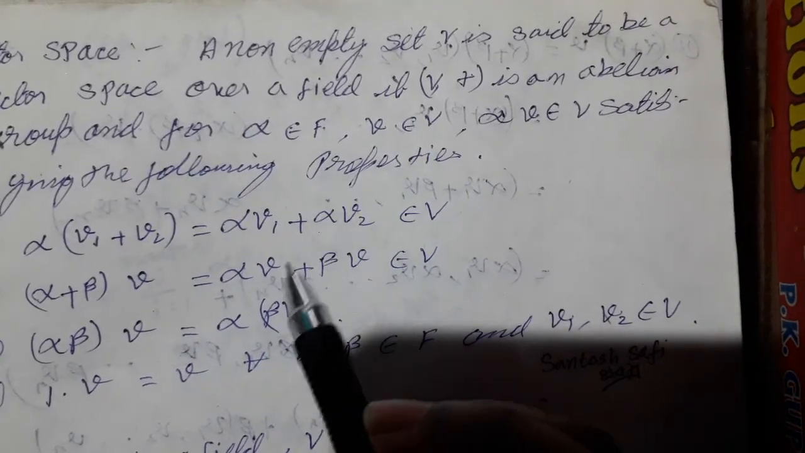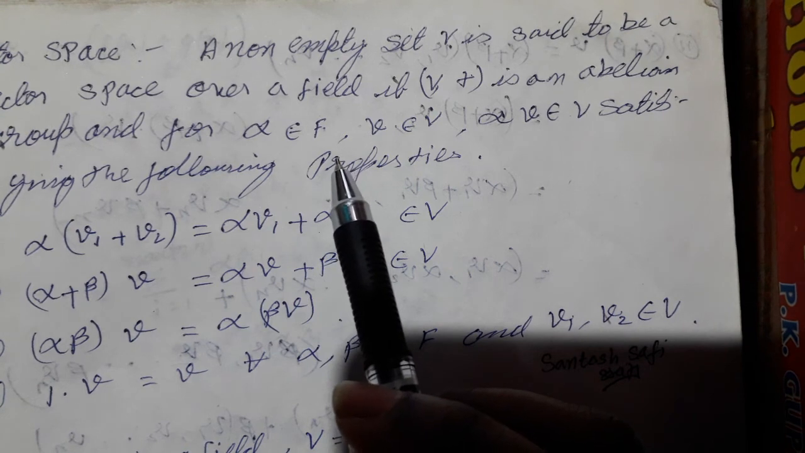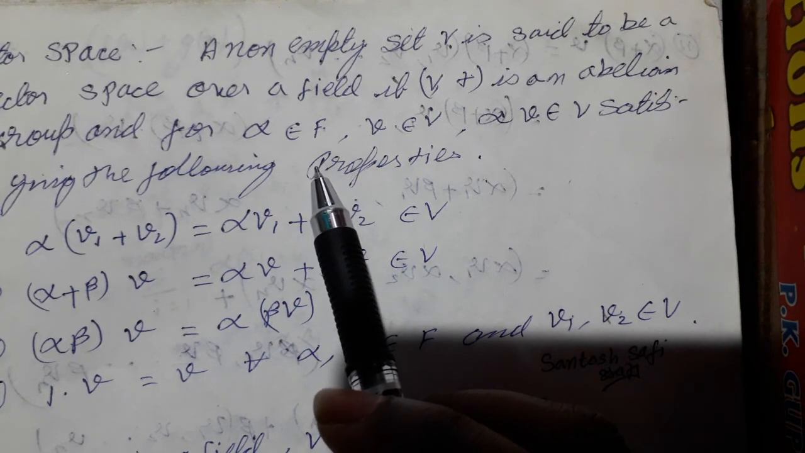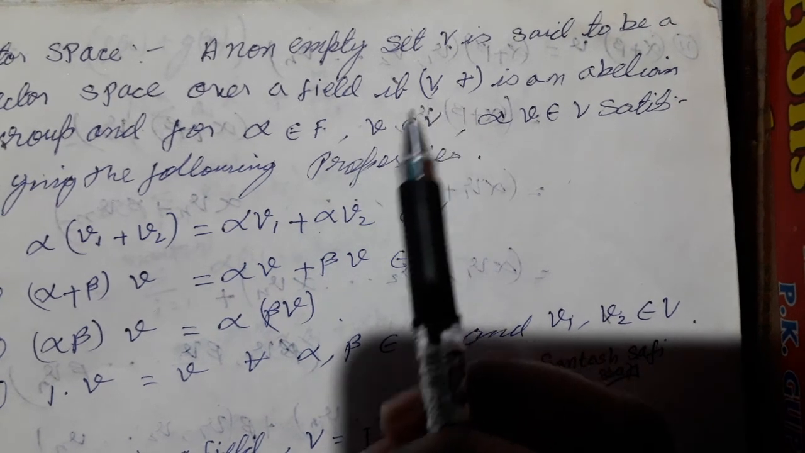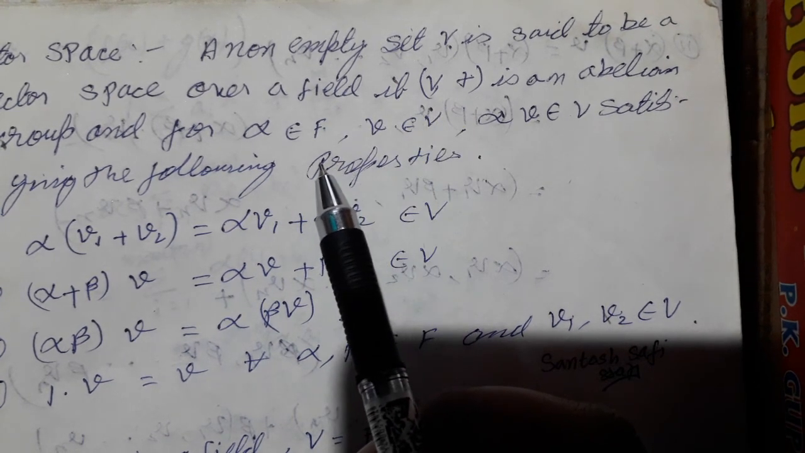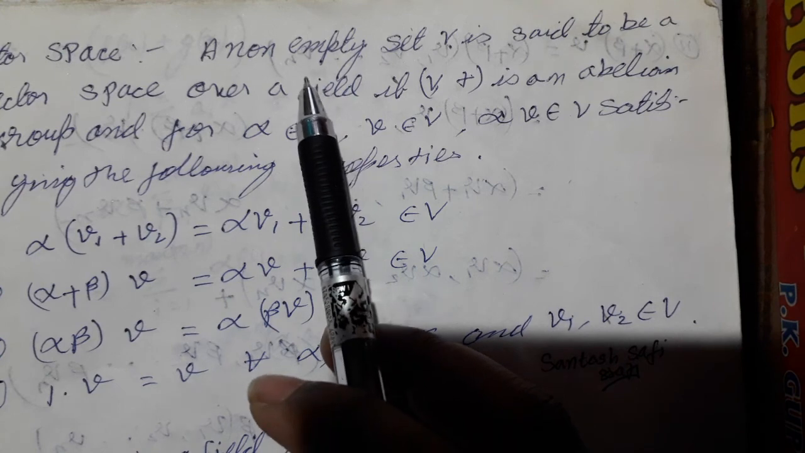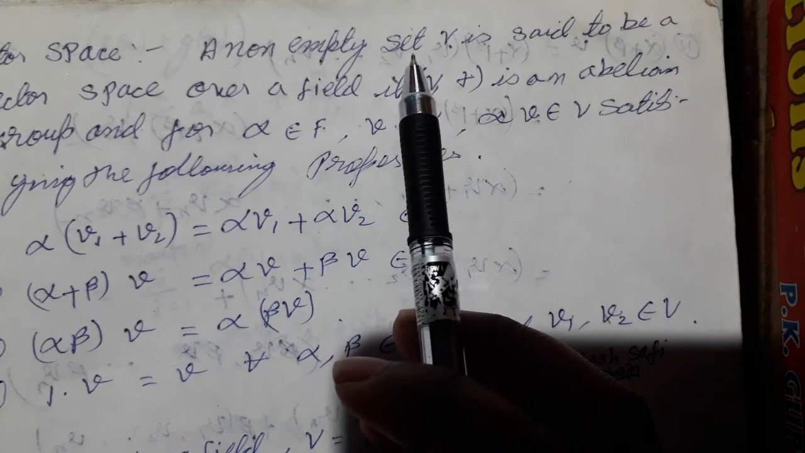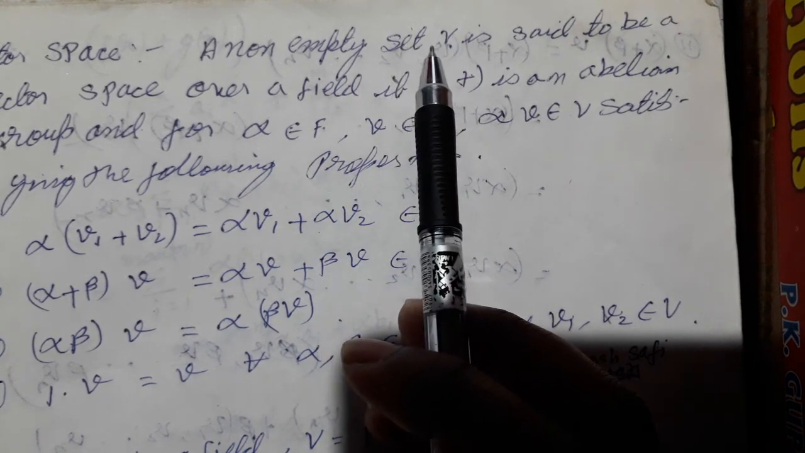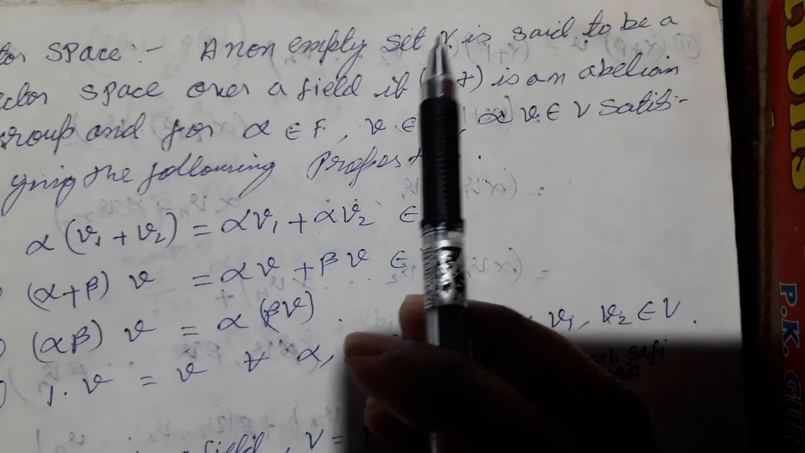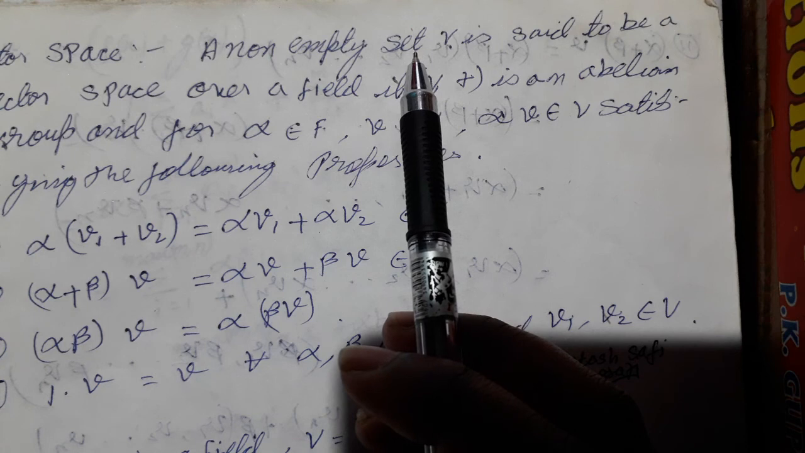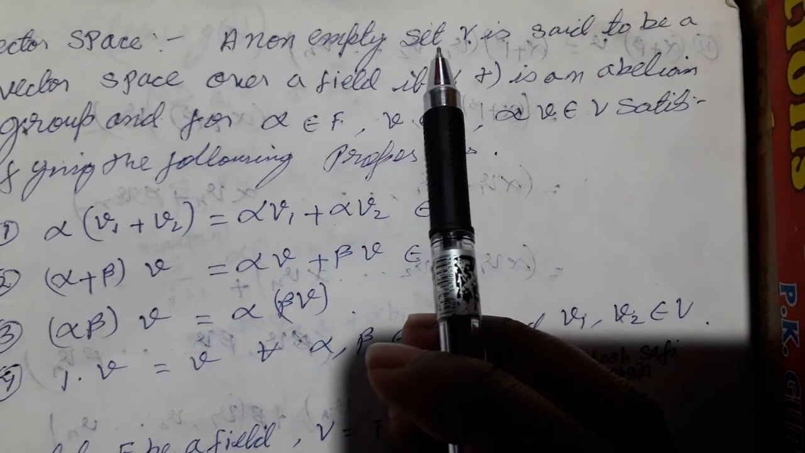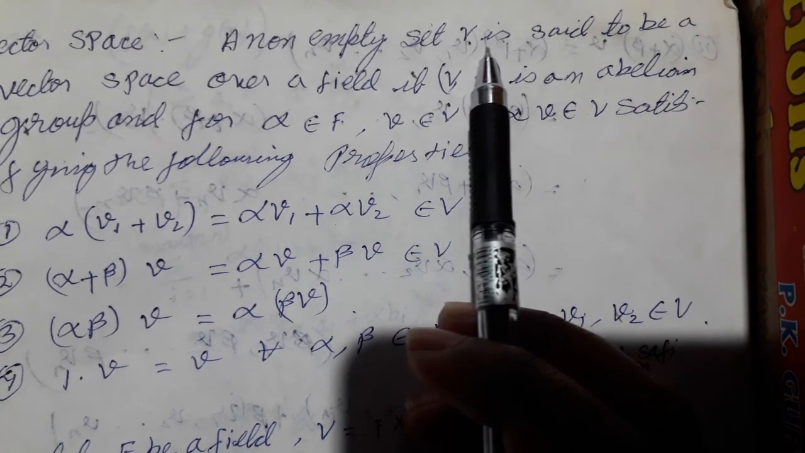In a vector space we have two operations: one is addition and one is scalar multiplication. First of all, we have to take a non-empty set V. You should be very sure whether it is empty or non-empty, because if it is empty, you cannot define a vector space. So first of all, it should be a non-empty set.